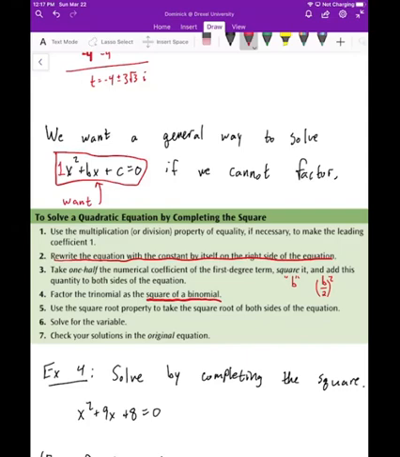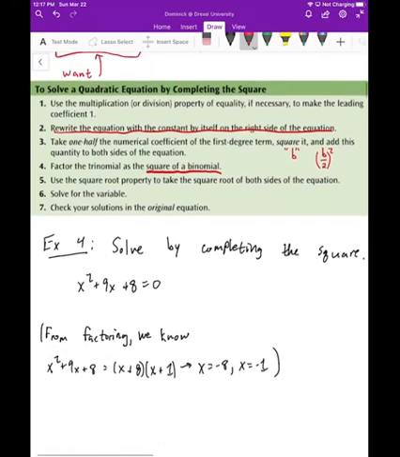You're now going to factor that. And then for the rest of the problem, we're just going to do what we've just spent the last couple minutes practicing. You're going to take the square root of both sides and solve for the variable. All right, so let's do an example.